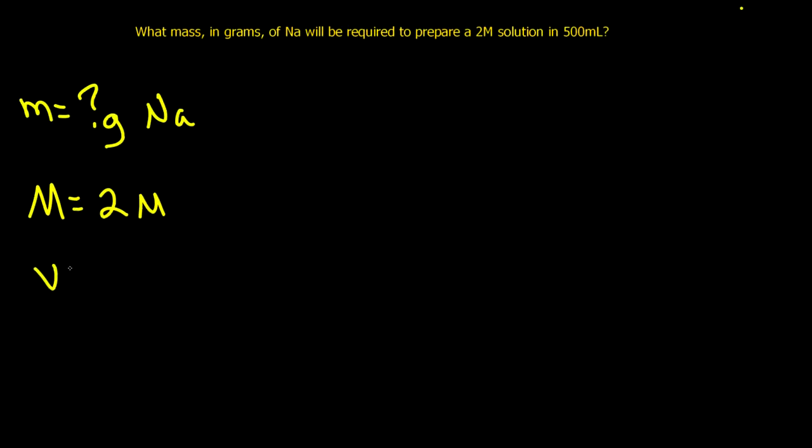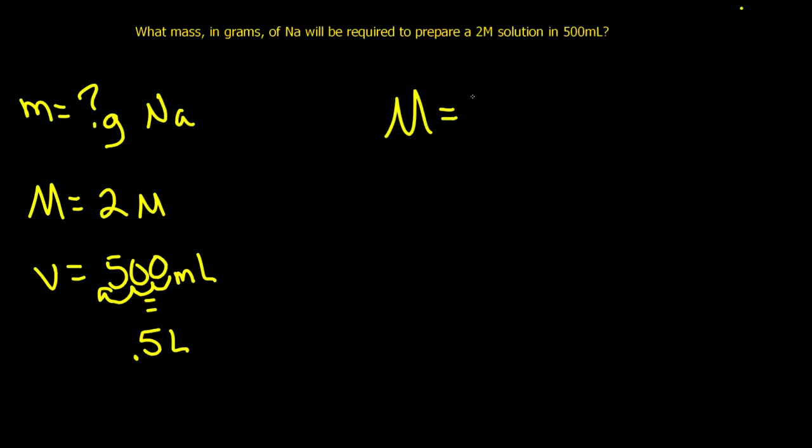It says what mass in grams? So I'm looking for a mass in grams of sodium that will be required to prepare a 2 molar solution in 500 milliliters. So my molarity is 2 and my volume is 500 milliliters. I already know this volume has to be in liters, so I'm going to change that to liters, move this decimal 3 times. My volume is 0.5 liters. Alright, so I got a molarity, I got a volume. With that, I can solve for moles.